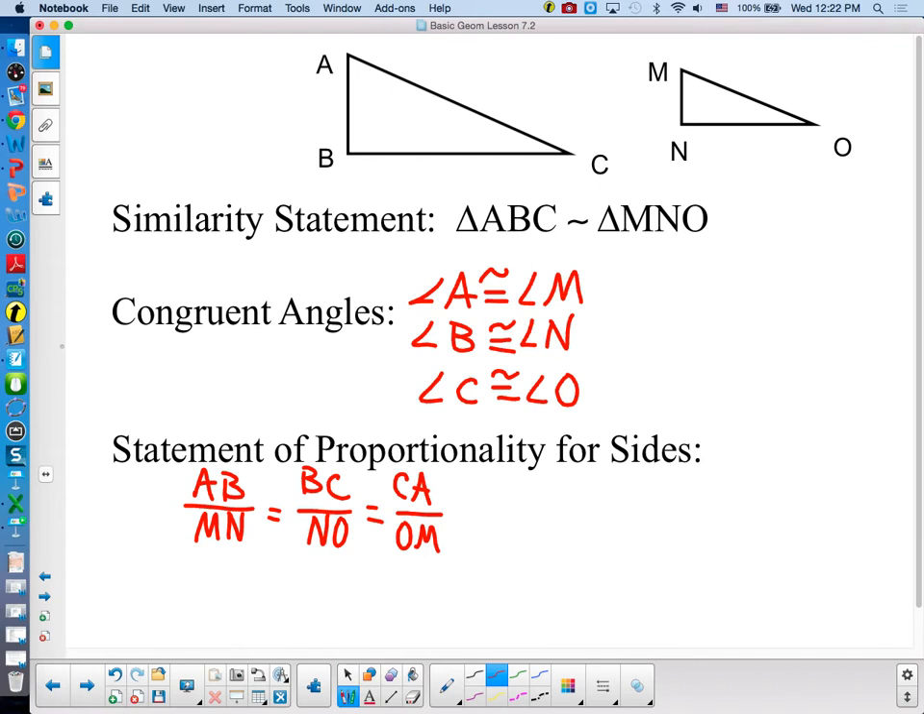So where did I get which ones to compare? Same thing we did with congruence. AB with MN, BC with NO, CA with OM. It's just that they are not congruent, they're in a ratio. All the ratios are equal, that's why it's called a statement of proportionality. So once we get going in the chapter, students usually forget what these directions mean. If it says to give a similarity statement, this is the kind of thing we're looking for, similarity statement. If it's asking for a statement of proportionality, this is the type of thing we're looking for.